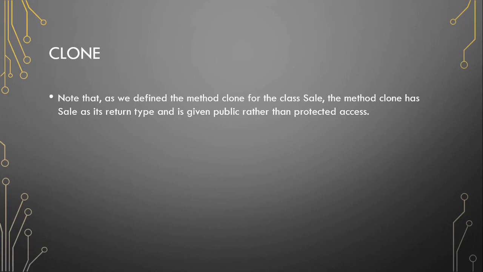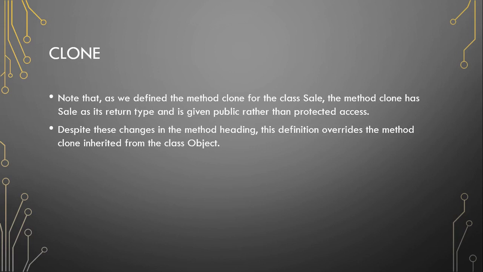All right, now note that as we define the method clone for the class Sale, the method clone has Sale as its return type and is given public rather than protected access. Now, despite these changes within the method heading, this definition overrides the method clone inherited from the class Object. So remember, it's protected in Object, but when we use it for our override, we change it to public, which is perfectly acceptable.